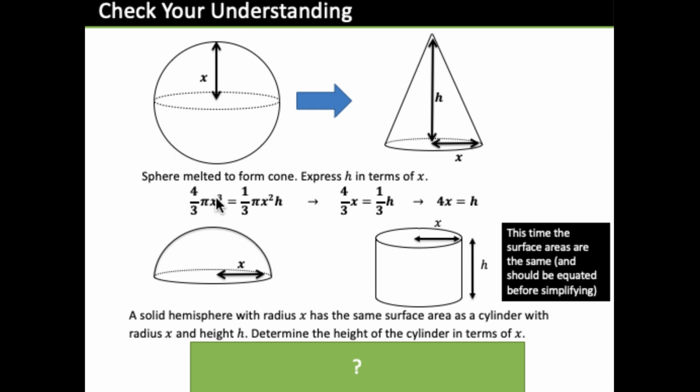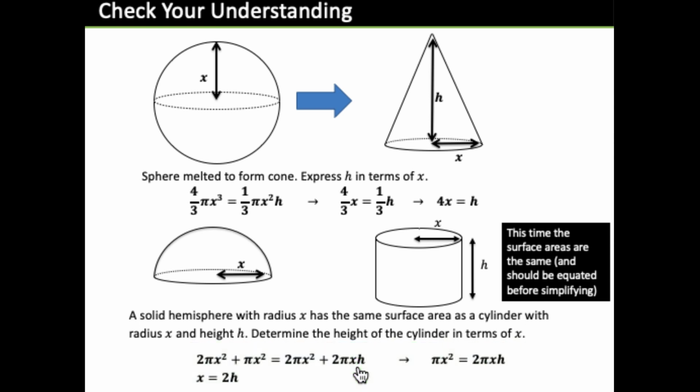So here we've got 4/3 pi r cubed is equal to 1/3 pi x squared h. We then cancel the pi's. We also cancel the x squareds on both sides. And then we'd times both sides by 3 to get this.